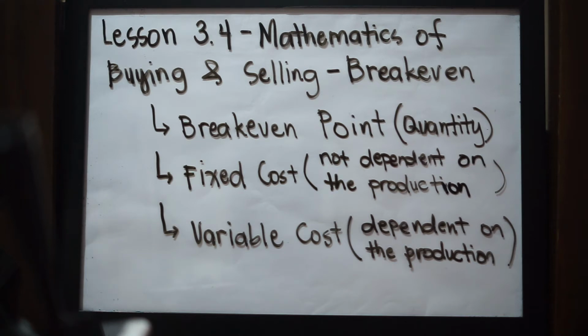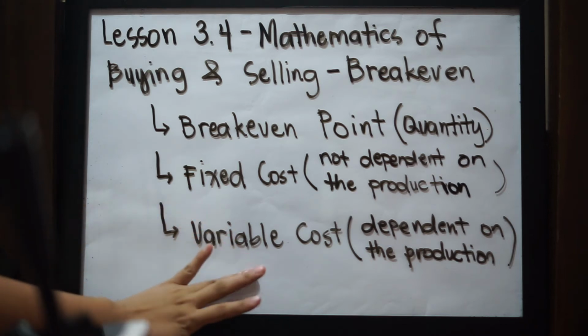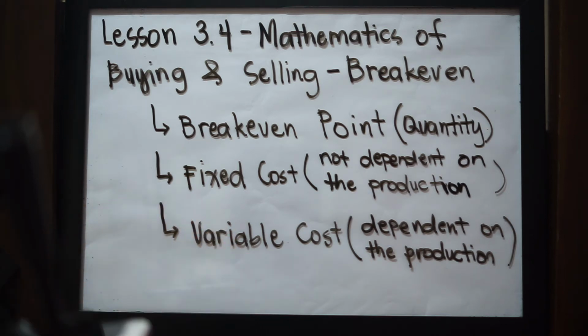Tapos minsan dun sa cup, meron pang cup holder, meron pang straw. So yung mga ganong cost na ginagastos mo for buying those raw materials, yung perang gagamitin mo sa pagbili ng straw, pagbili ng paper cup, pagbili ng cup holder, yun yung tinatawag na variable cost.